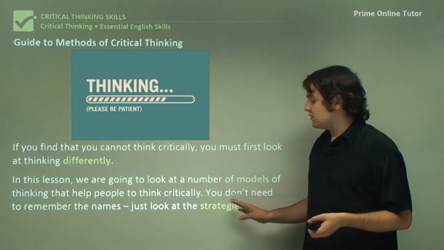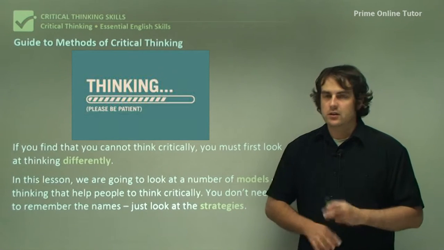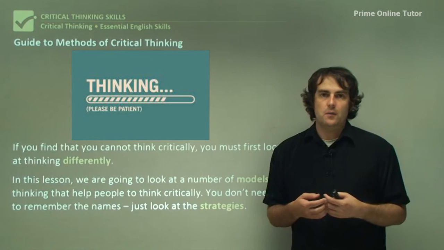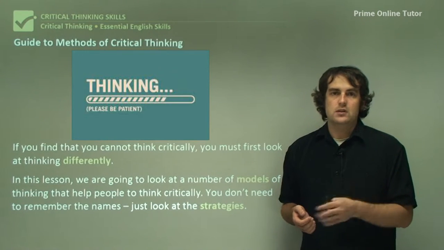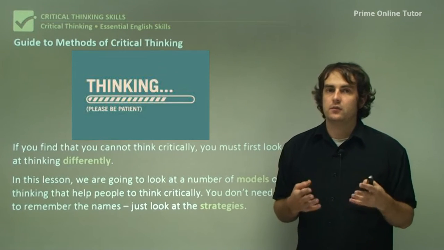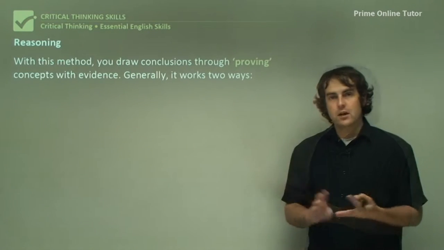Ultimately, this is what these strategies are for. As I said, you don't need to memorize names, you don't need to write them down, you don't need to try and adopt these and go, oh yeah, I need to do these different methods. All you need to do is think about these and think of different ways of doing things. Okay, we're going to start by looking at reasoning.